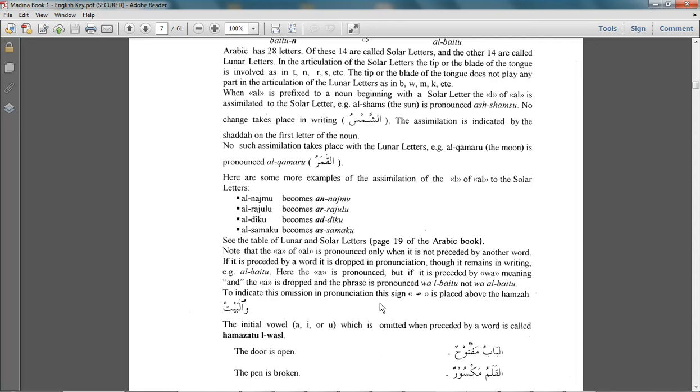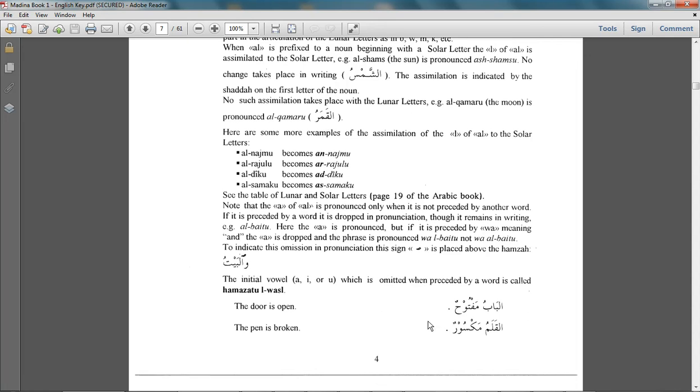To indicate this omission in pronunciation, this sign, a little sad, is placed above the hamza. This is called wasl, so hamzatul wasl. We would say wal-baytu. Many people who are not used to reading a mushaf from Arab countries mistake this for a dhamma, so they would say wa ul-baytu, but it is not a dhamma. It is not a pesh. It indicates that this waw has to be joined with the lam, and this hamza, or the alif in the middle, is going to be skipped out. The initial vowel a, i, or u, which is omitted when preceded by a word, is called hamzatul wasl.